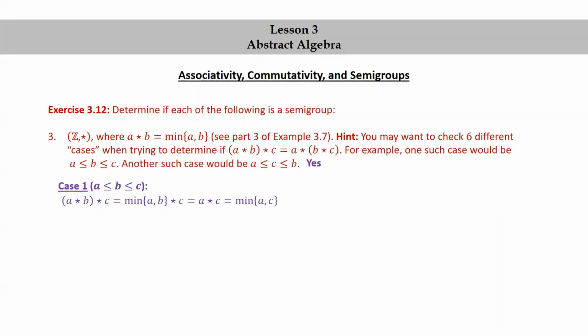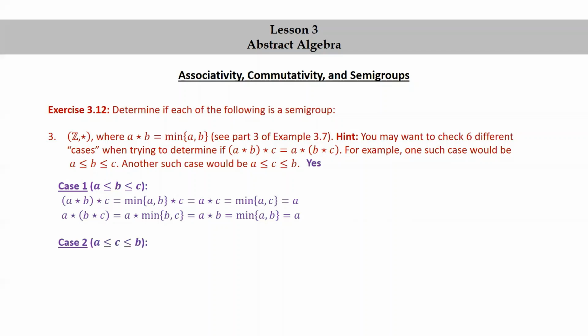Similarly, a star c is the minimum of a and c, and we're assuming that a is less than or equal to c, so that's equal to a. Now, a star (b star c) is a star the minimum of b and c, and that's a star b, right? The minimum of b and c in this case is b because we're assuming that b is less than or equal to c. Then a star b is the minimum of a and b. And again, since we're assuming that a is less than or equal to b, that's equal to a. So you can see that in case one, both computations match up. They're both equal to a.